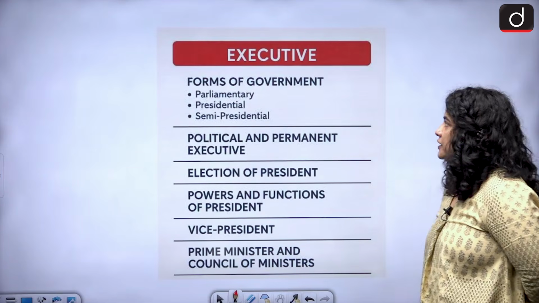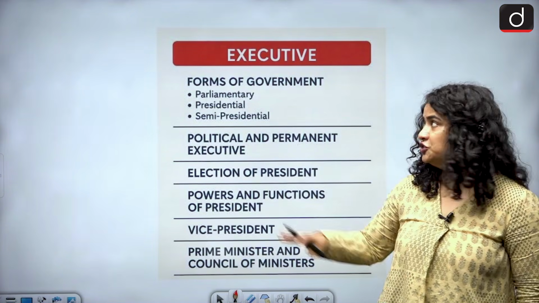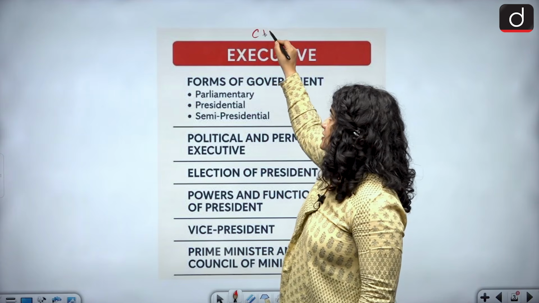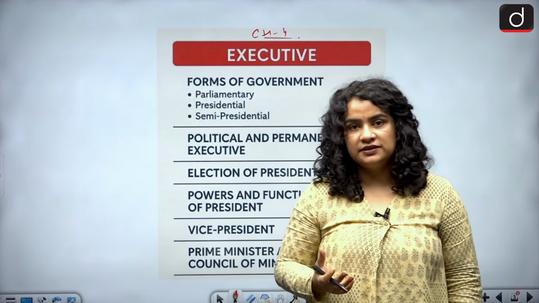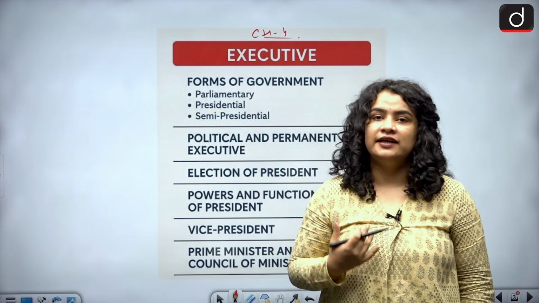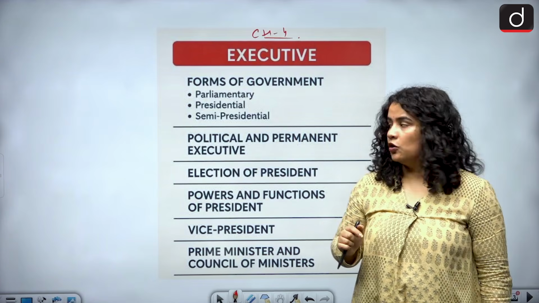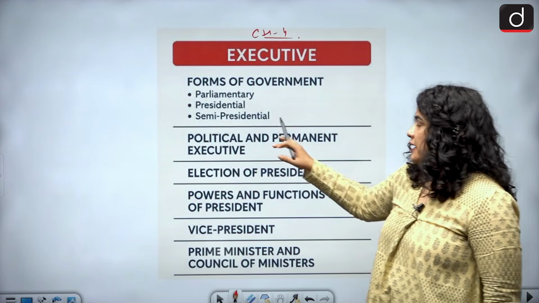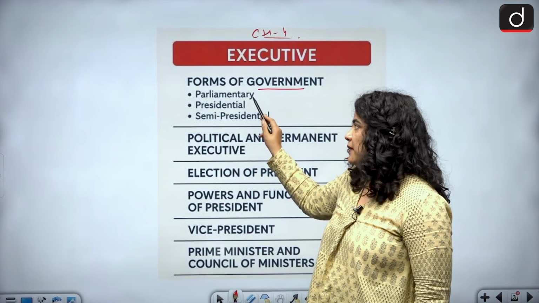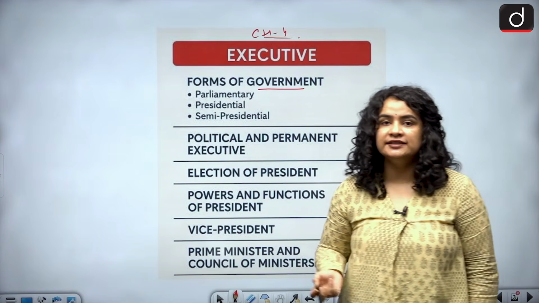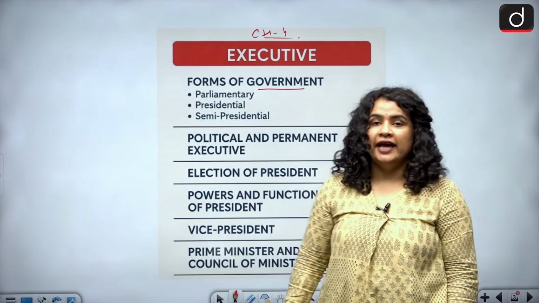Today we are going to be covering chapter 4 of your class 11 NCERT, and the chapter is titled Executive. You know there are three organs of the government: the legislature, the executive and the judiciary, and today we are going to be covering this part of the government. In today's video, we are going to be covering the forms of executive, the parliamentary, presidential and the semi-presidential, as well as a bit about political and permanent executive.